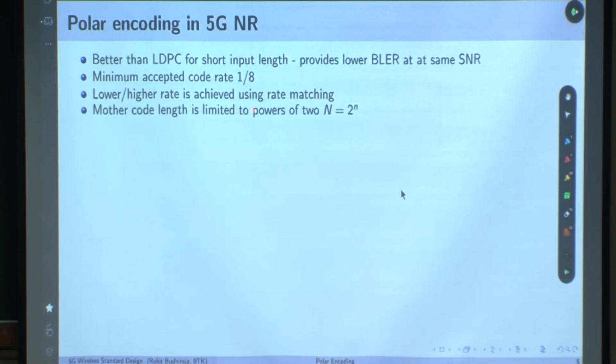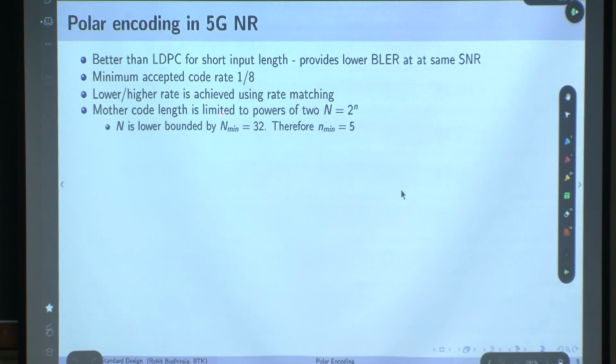Now, mother code is limited to a power of 2. N is equal to 2^n. Mother code is basically the output of the encoder before rate matching. That's what we call the mother code. This is a restriction: the output length is restricted to a power of 2. n is lower bounded by n_min. So the minimum output length of the polar encoder can be 32.